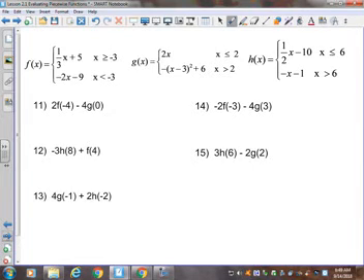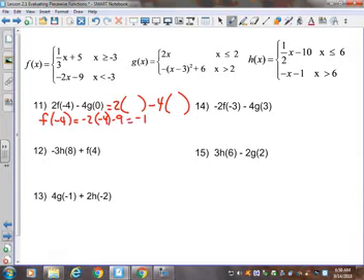For example, in number 11, 2 times f of negative 4 minus 4 times g of 0, you actually have to calculate f of negative 4. You need that to put it in here, because you're going to have to say 2 times that answer minus 4 times the answer of g of 0. So let's calculate f of negative 4. Now, negative 4 fits in the second equation because it's less than negative 3. And again, negative 2 times negative 4 minus 9 comes out to be negative 1. We just worked that problem on the previous page.